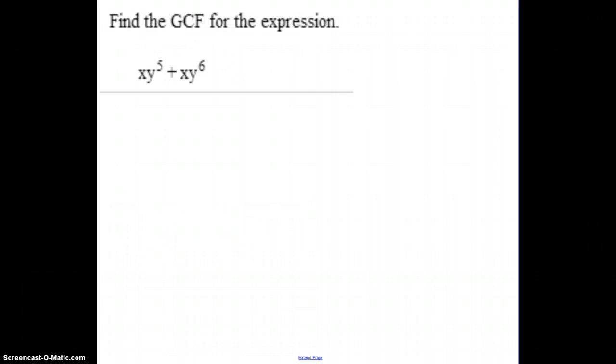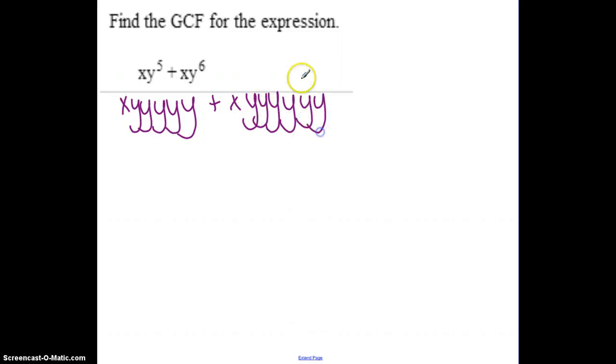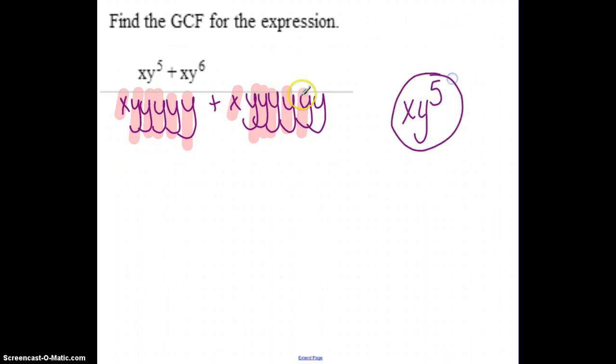Now with this one it gets a little more challenging because greatest common factor, this has 1x and really 5y's if I think about the expanded version. This one has 1x and then 6y's. So if I look at what they have in common, they have an x, 5y's, and there's one that they don't have in common. So when they're talking about greatest common factor, the greatest common factor would be x, y to the 5th. It's what they both have in common.